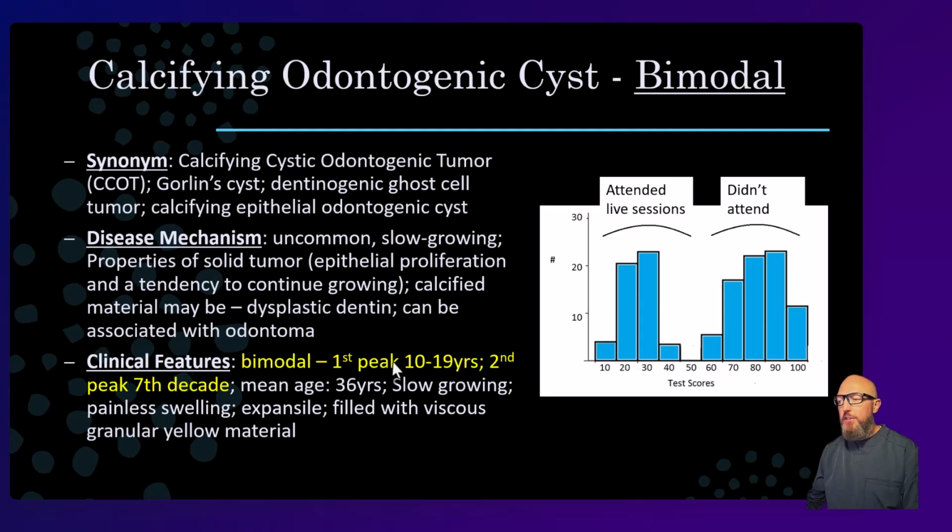First of all, the age distribution is bimodal. The first peak is between 10 and 19, so the teen years, and then the second peak is fairly old, the sixth decade, meaning in the 60s. And so the average would be somewhere in the middle, but that's not actually a very common age for this lesion. It's more common in younger or older. And everything else behaves like a typical cyst. This has some properties of a solid tumor. In fact, the World Health Organization used to classify it as a tumor, if you notice the name here, but we're back to calling it a cyst.